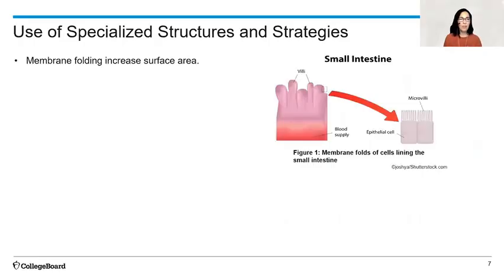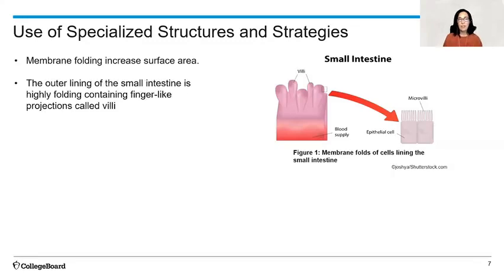Another example of membrane folding can be found in the small intestines. After chemical digestion occurs in the digestive tract and macromolecules are broken down into monomers, those monomers need to be transported across the surface of the small intestines and into the bloodstream so they can get transported to cells, and cells can use those monomers as energy and do cell work. And so what we have here is a modification on the outer lining of the small intestines where the lining is highly folded into these finger-like projections called villi.